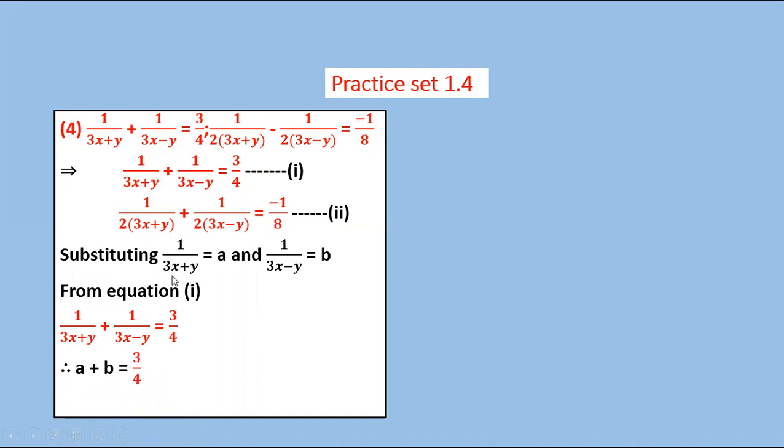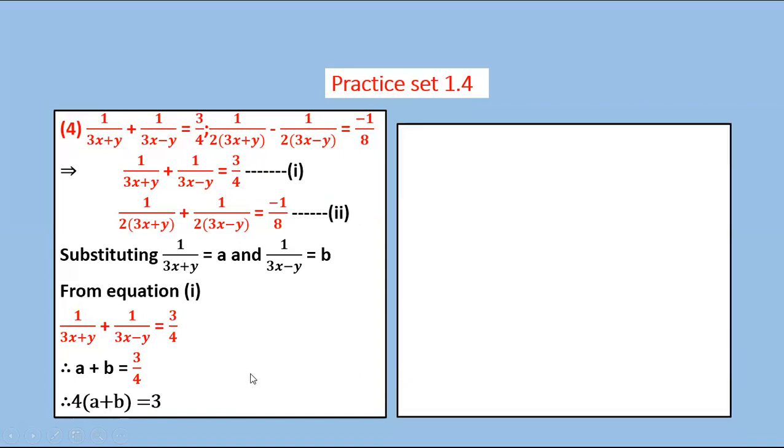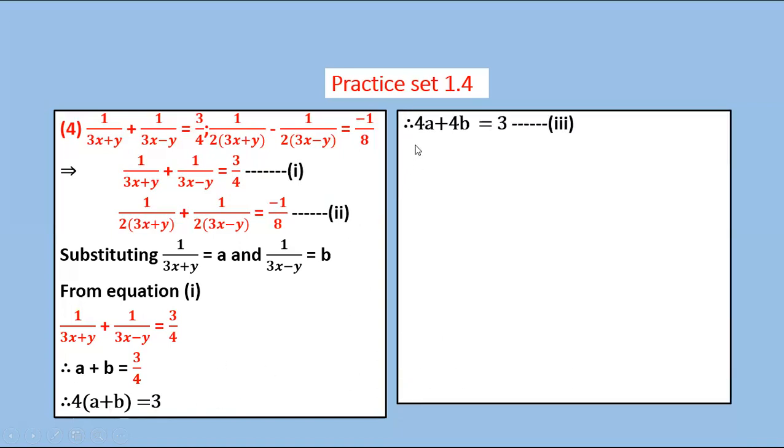Substituting 1 upon 3x plus y is equal to a and 1 upon 3x minus y is equal to b. Therefore, a plus b is equal to 3 upon 4. On the RHS side, the denominator 4 goes on the LHS side. Then we get 4 multiply a plus b is equal to 3. 4 multiplies each and every term in the bracket. Therefore, 4a plus 4b is equal to 3. Equation number 3.